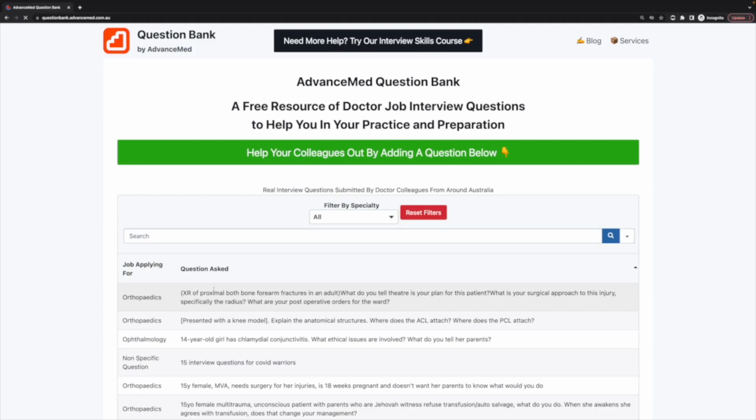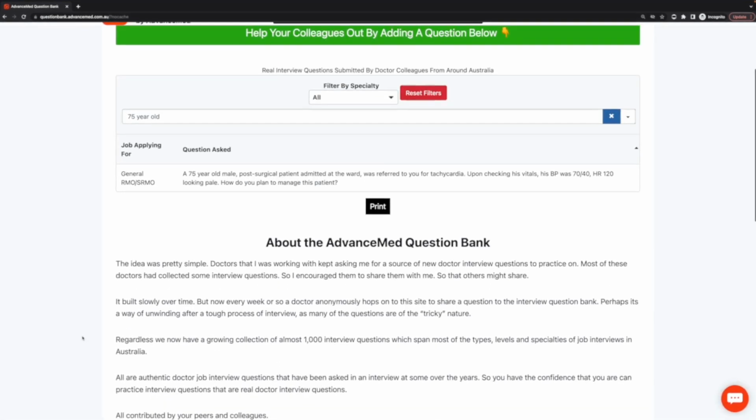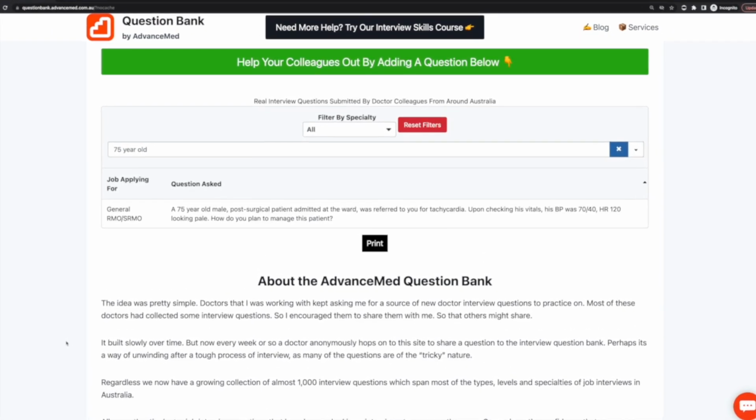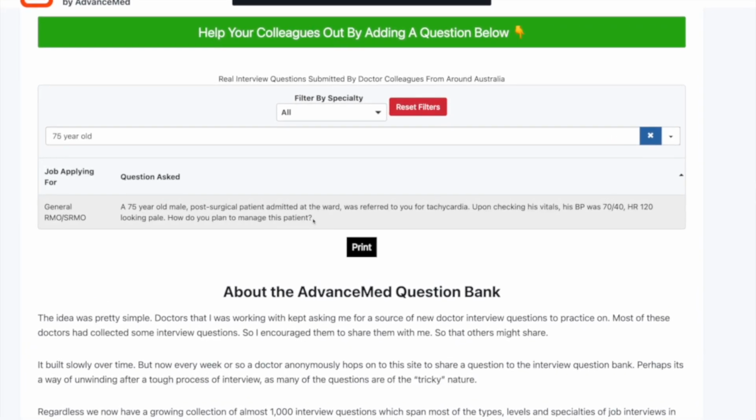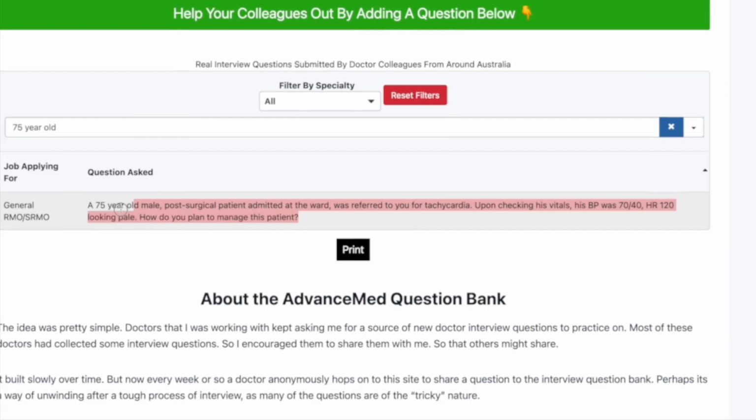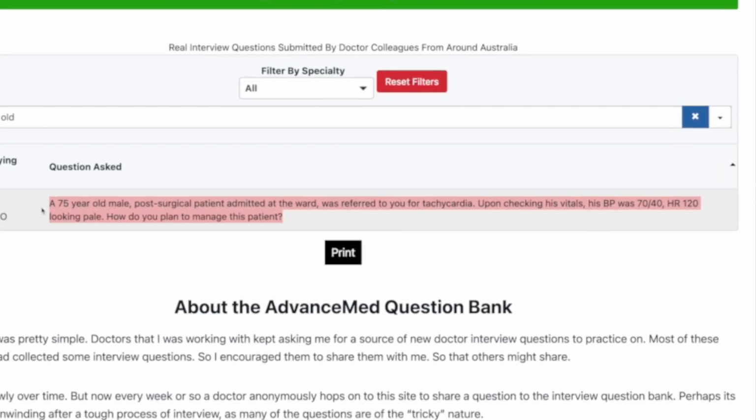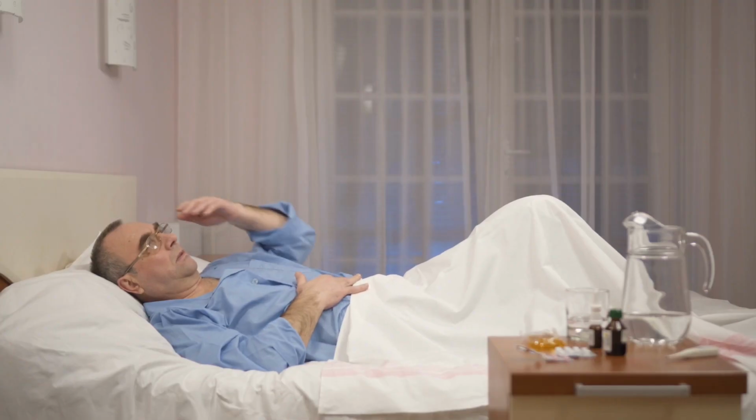Now, this all might sound a little bit clearer if we work through an actual question from the Advanced Med question bank. You receive a call about a 75-year-old male patient who is one day post-surgery on the ward. The nurse reports that he has tachycardia, his vitals are BP 70/40, heart rate of 120 beats per minute, and he is looking pale. How do you plan to manage this patient? So in this scenario, it's quite clear that this patient is in shock.